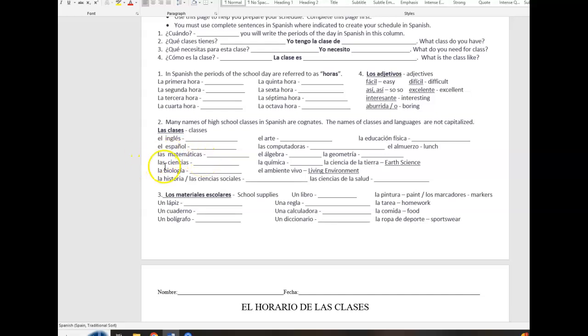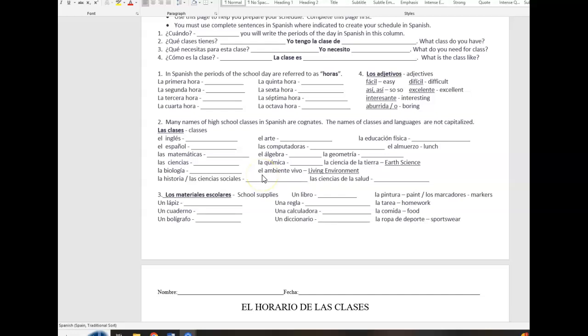Science. Las ciencias. La biología is biology. La biología. La historia is history. La historia. Las ciencias sociales is social sciences. Las ciencias sociales.